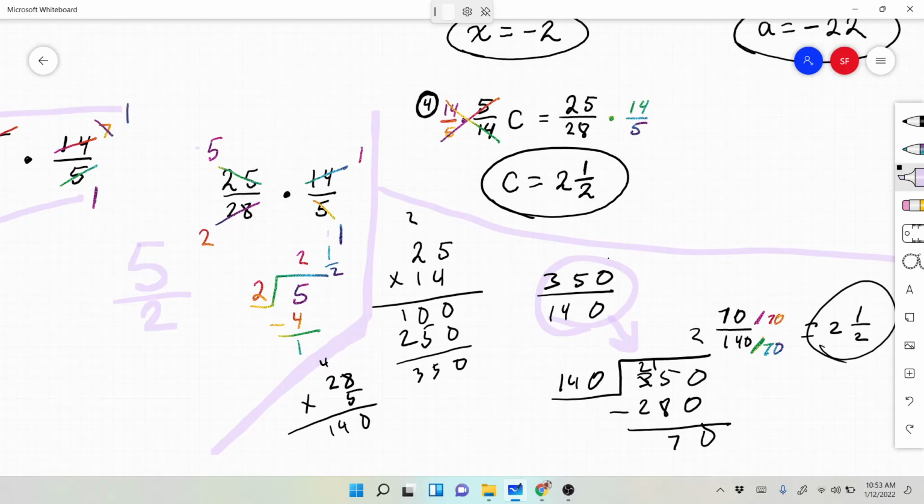Okay. Which way did you do it? Did you do it this way, or did you do it this way? The pre-reduce? Well, then you ought to be basically done, aren't you?